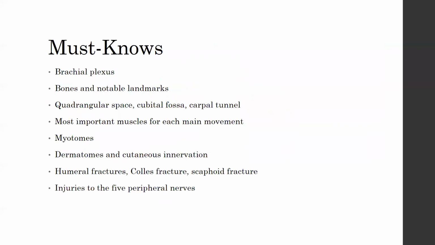So yeah, this is a summary of the things that you have to know pretty much. You need to know the brachial plexus. You should definitely know the names of the bones in the arm. You need to know those spaces. You need to know myotomes. You need to know dermatomes. And most importantly, you need to know the injuries to the 5 peripheral nerves and how they present and where those injuries might be. Anything else, I'm probably going to say low yield.